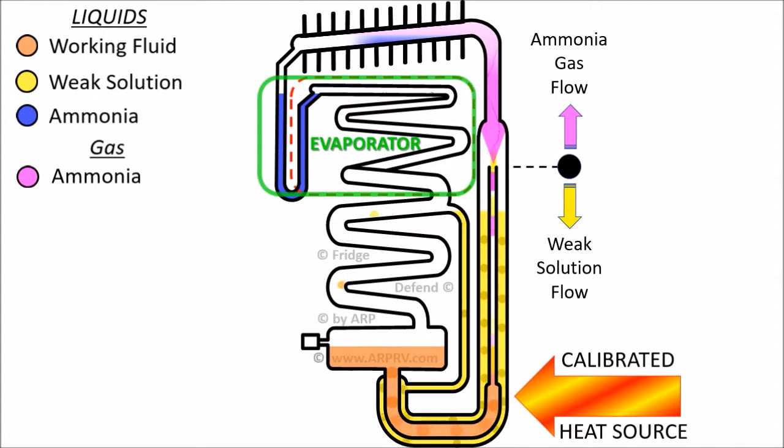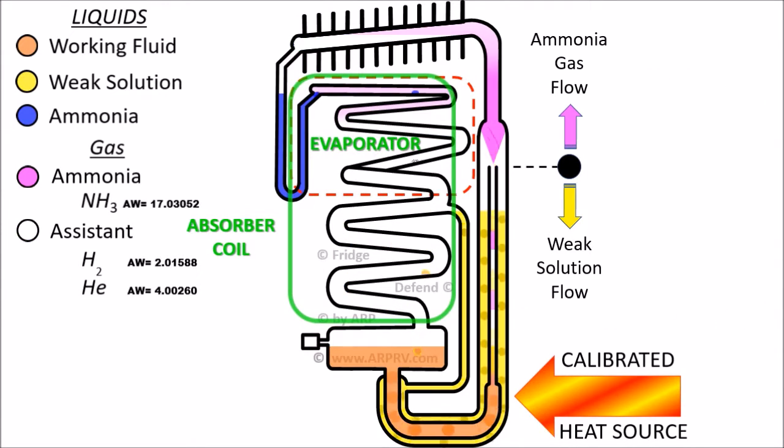The evaporator is within the refrigerated space. This is where the cooling takes place. There is no difference between water evaporating on your hand and the ammonia liquid evaporating inside your refrigerator. The result of evaporation is cooling. The assistant gas is what facilitates the evaporation. Because the ammonia is heavier than the assistant gas, the ammonia gas sinks down into the absorber coil.